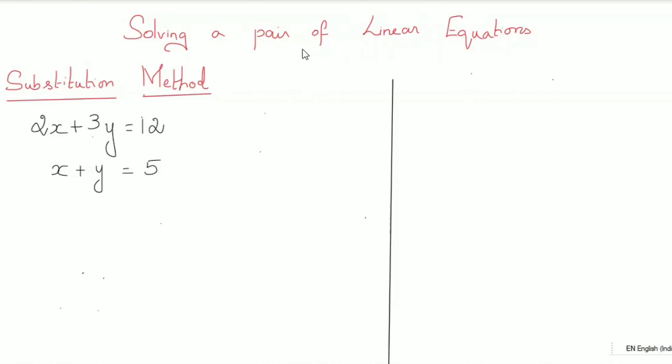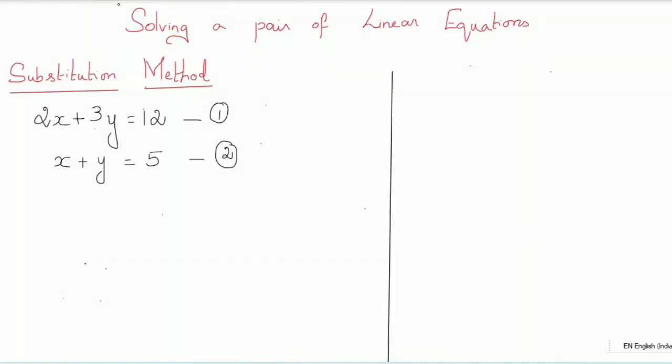Today we are going to solve a pair of linear equations by substitution method. So the two equations given are 2x plus 3y is equal to 12, and I am going to mark this equation as 1. The next equation is x plus y is equal to 5, and I am going to mark this as 2. In order to solve these two equations and to find the values of x and y, the first step to remember is we need to express one variable in terms of other variable.